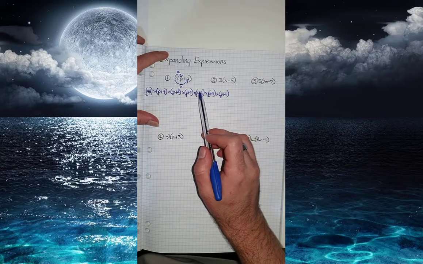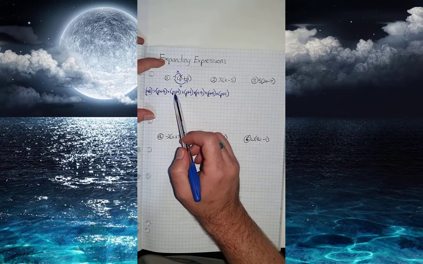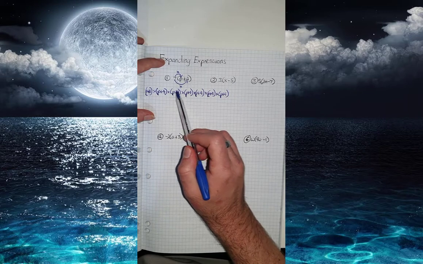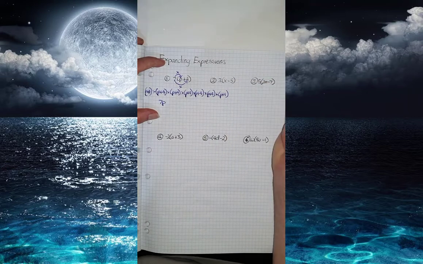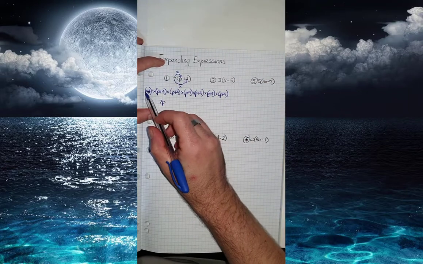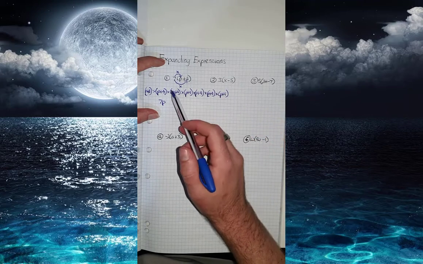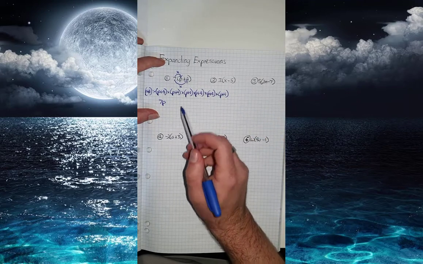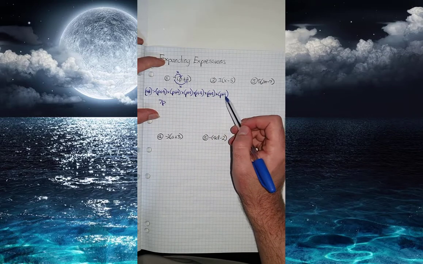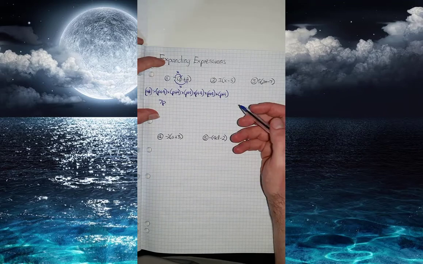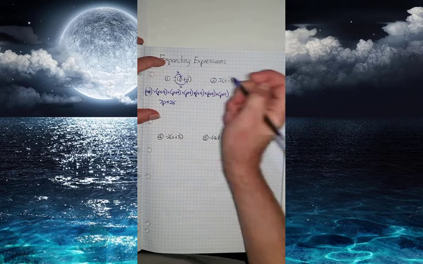1, 2, 3, 4, 5, 6, 7. Now we can collect all the like terms. So p plus p plus p plus p plus p plus p plus p is 7p. Now 4 plus 4 plus 4 plus 4 plus 4 plus 4, or in the simpler term 4 times 7, is going to equal 28.